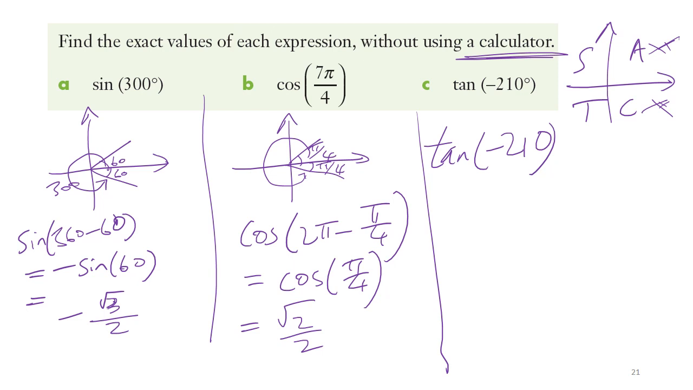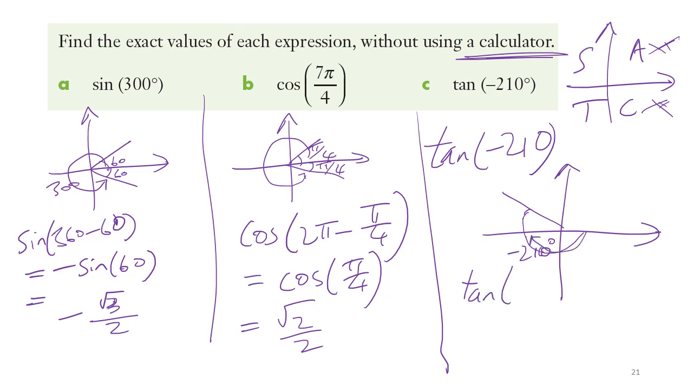So again, draw yourself a picture. If it's negative, it means you're going in the negative direction, the clockwise direction. So if you go here, that's 180 degrees and a little bit more. So tan of negative 210 degrees would be here. That's the same as you go negative 180 and then you take another 30. So which means this angle here is 30 degrees.